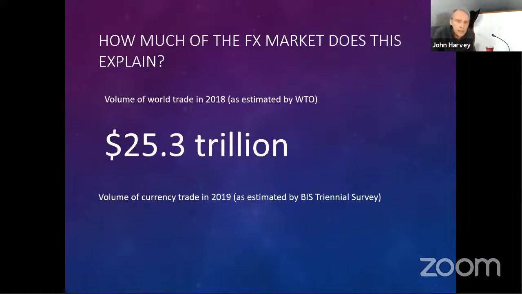So world trade in 2018 was 25.3 trillion over the course of that year. And I apologize for not getting the same year in both of these. The currency estimates are so difficult to do. You can see at the end of that sentence there, they only do them once every 3 years. So I could have picked 2016, and I couldn't find any more recent world trade data than 2018. But presumably this is not going to be too far off. So that's how much world trade there was.